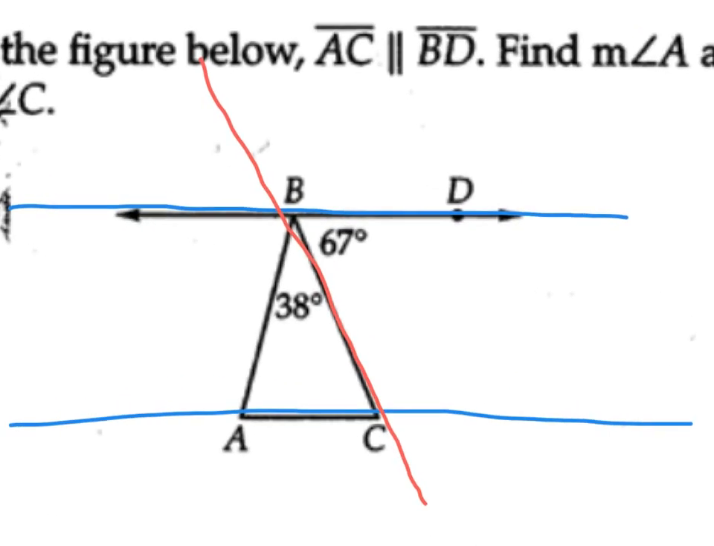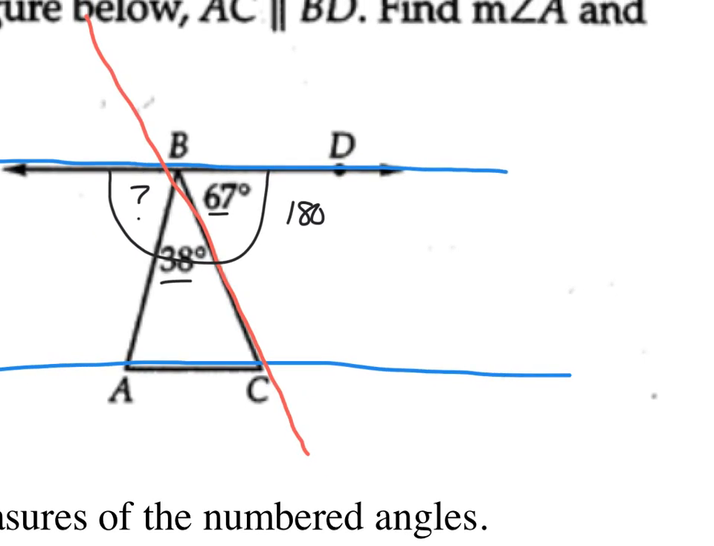So one thing that I know is that angles on the same line add up to 180 degrees. So this is 180 degrees. I already have 38 degrees and 67 degrees. So if I want to find out what goes right here, I have to do 180 minus 67 minus 38. When I do that on my calculator, I'm going to get 75 degrees. So I'm going to put that back into my image.